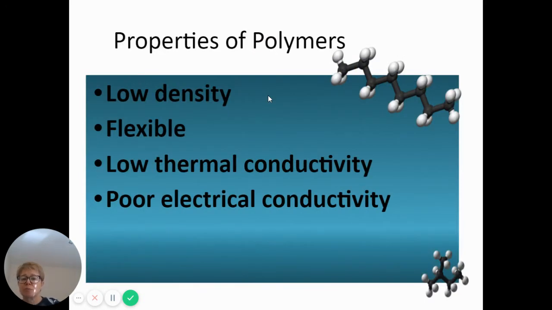So the properties of polymers then: low density, so they're very light, they're flexible, they have low thermal conductivity, in other words, they're good insulators, and poor electrical conductivity, so good electrical insulators as well as good thermal insulators.